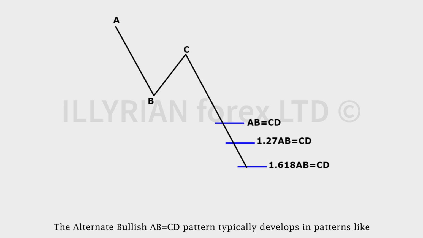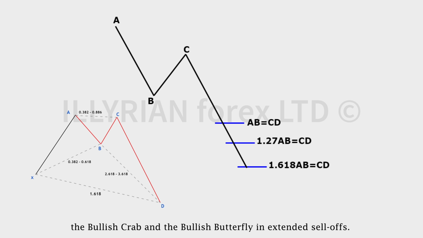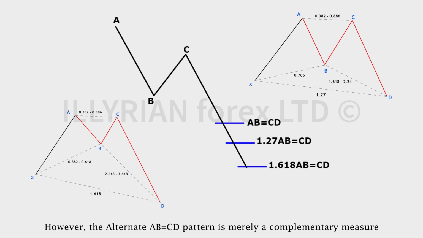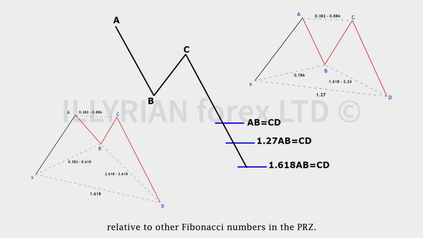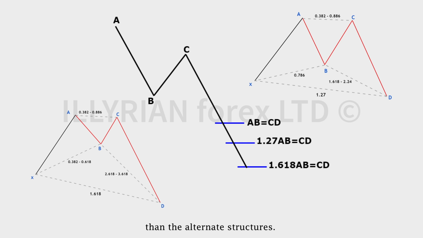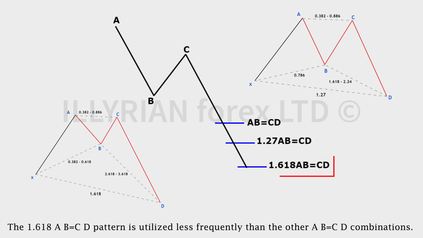The alternate bullish AB equals CD pattern typically develops in patterns like the bullish crab and the bullish butterfly in extended sell-offs. However, the alternate AB equals CD pattern is merely a complementary measure relative to other Fibonacci numbers in the PRZ. In addition, equivalent AB equals CD patterns usually possess more significant completion points than the alternate structures. The 1.618 AB equals CD pattern is utilized less frequently than the other AB equals CD combinations.